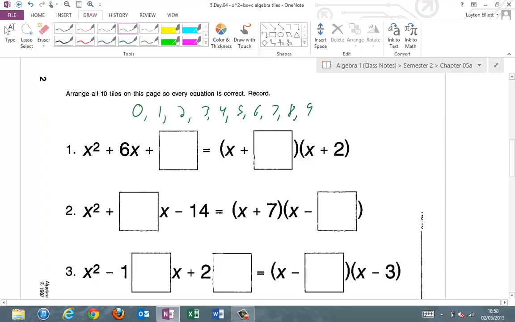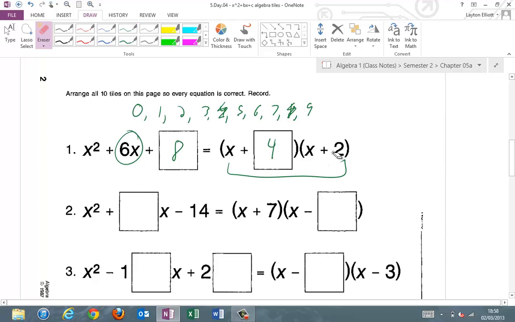Well, now the key here is that I want to get to this 6x, and so I need my outer and my inner to add up to 6x. The only way is plus 2x plus something x. It has to be plus 4x, because 4 plus 2 is 6. And then 4 times 2 is 8 when I FOIL that out. So that takes care of the 4, and that takes care of the 8.